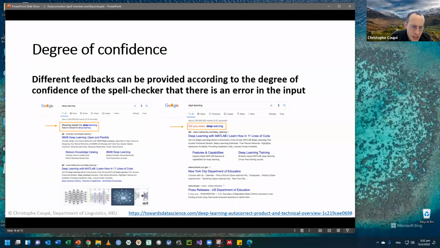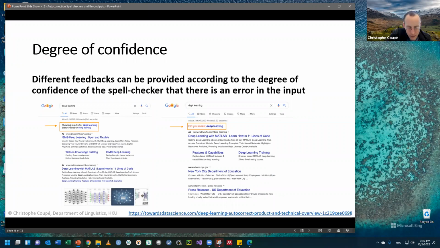But if you type DEPT learning, since DEPT is something you will find in English, the abbreviation of department, that could mean something. Maybe you really want to find something like learning at departmental level. Then it gives you the results. But it also suggests, hey, did you mean something else, like deep learning, because that's an expression I get a lot from many, many users.